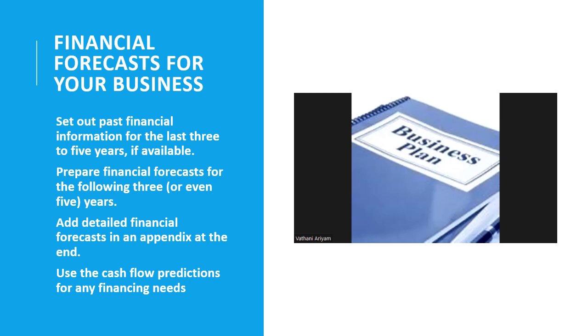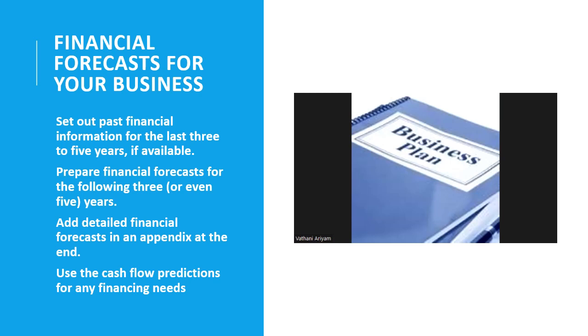Add the detailed financial forecast in an appendix at the end. Include a detailed list of assumptions, especially if you are a startup. For instance, the profit margin on each product, the time it takes to collect payments from debtors, what credit suppliers will offer you, what financing you expect, and what interest rate you will pay.